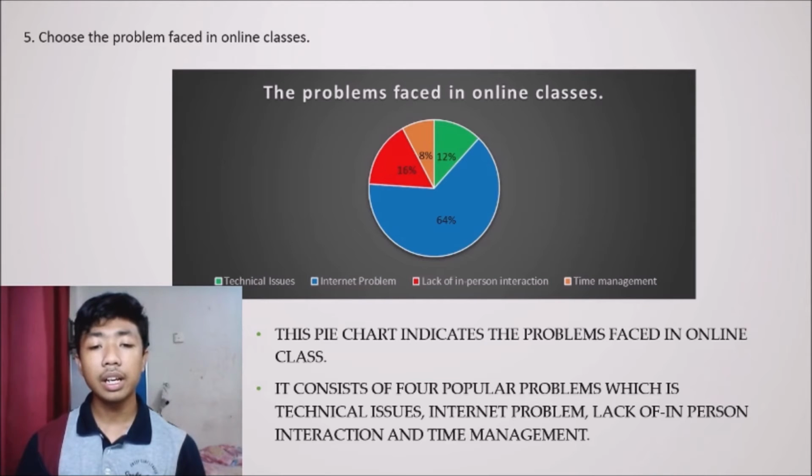Finally, the largest segment, which makes up half of this pie chart, states that internet problem is the most common problem that respondents face in online class. To sum up, the most common problem that respondents face in online class is internet problems, followed by lack of in-person interactions, and in third place is technical issues, and the least problem is time management.